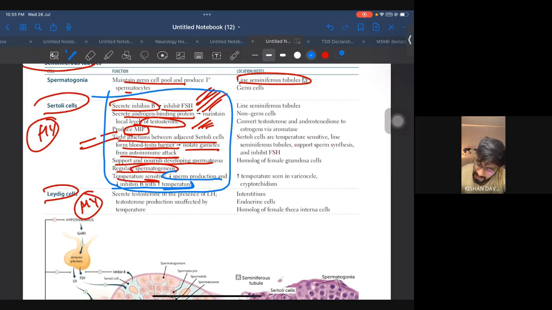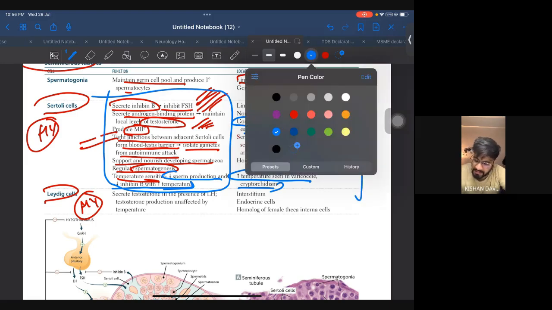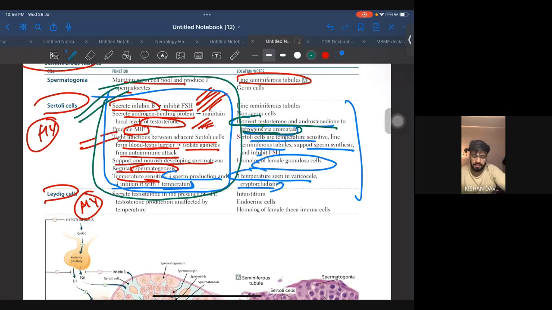So what is the next thing given here? They convert testosterone and androstenedione to estrogens via aromatase. Sertoli cells are temperature sensitive. They line the seminiferous tubules and support sperm synthesis. We saw all this. They are the homolog of female granulosa cells. Increase in temperature is seen in varicocele and cryptorchid children. So this is not that important. Here this line is important: aromatase is responsible for converting testosterone and androgen into estrogen. Okay, and here each and every line is important. Each and every line has one question in UL.